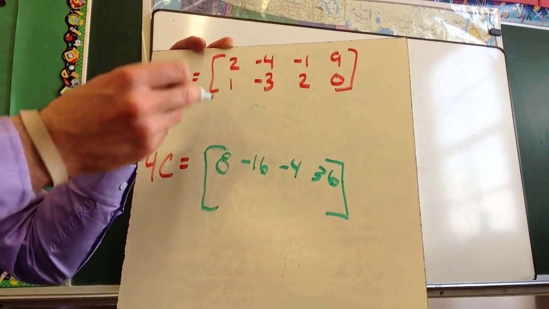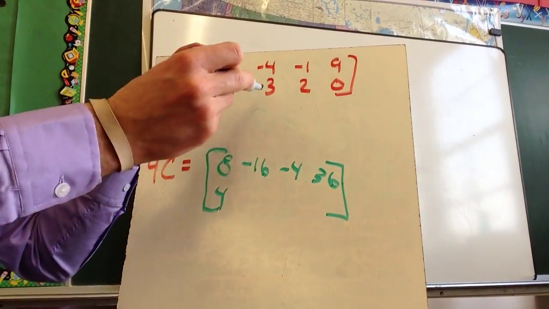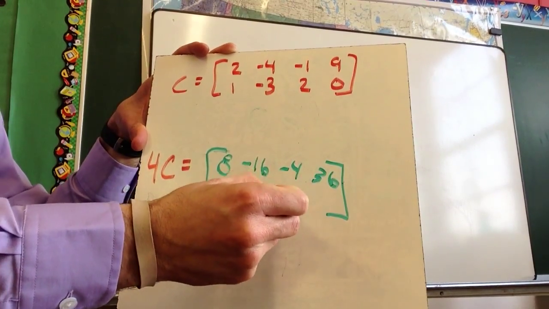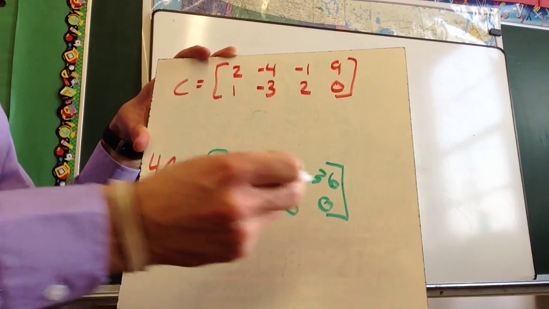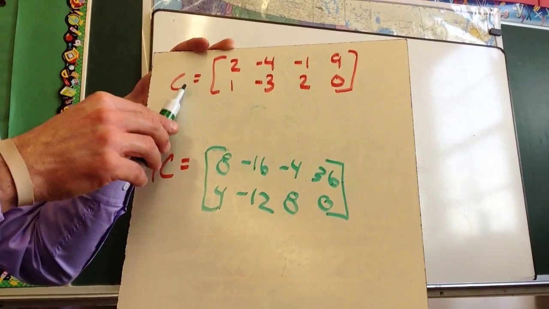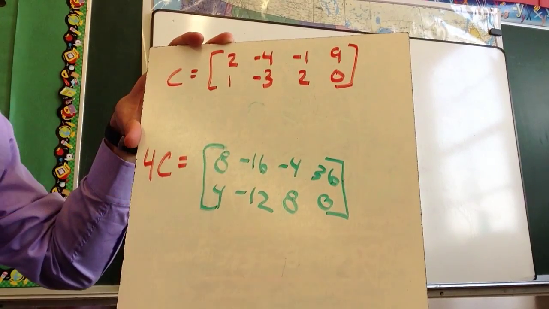Then down here, 4 times 1 is 4. 4 times -3 is -12. 4 times 2 is 8. 4 times 0 is 0. So this would be my new matrix, which would be 4C if this is C. So it's basically this matrix times 4.